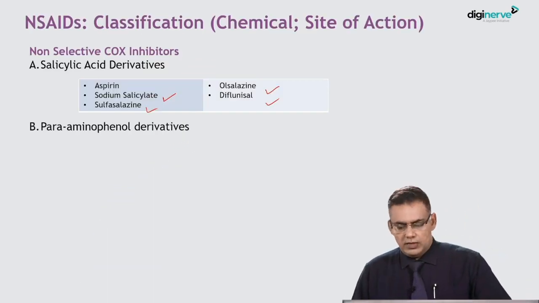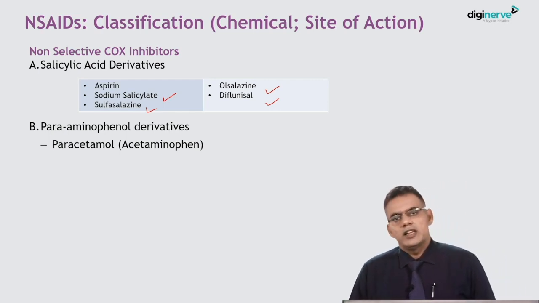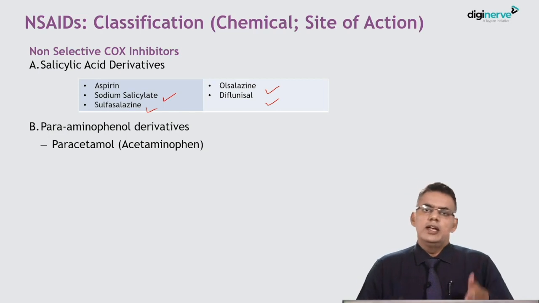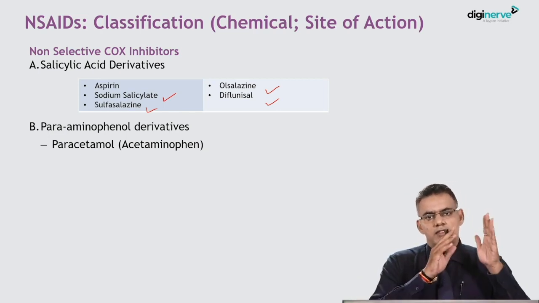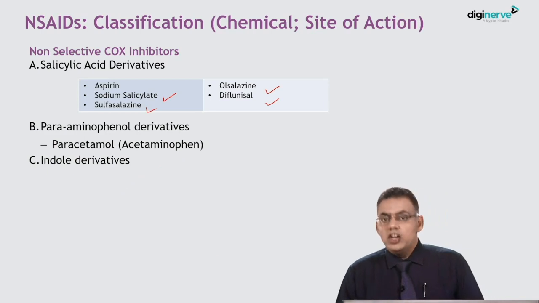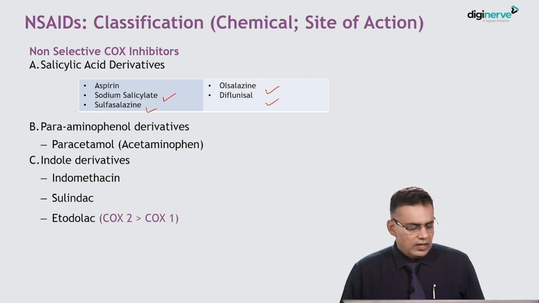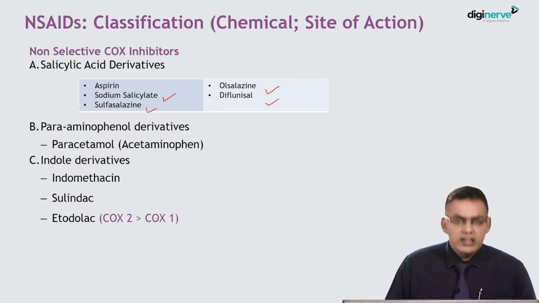The second chemical group is para-aminophenol derivatives. This includes paracetamol, which is also called in the West as acetaminophen. Please remember, it is the same drug which is having two different names. One on this side of the world, here we call it paracetamol. It is the same as acetaminophen. Then thirdly, we have indole derivatives, which includes indomethacin, sulindac, and etodolac.